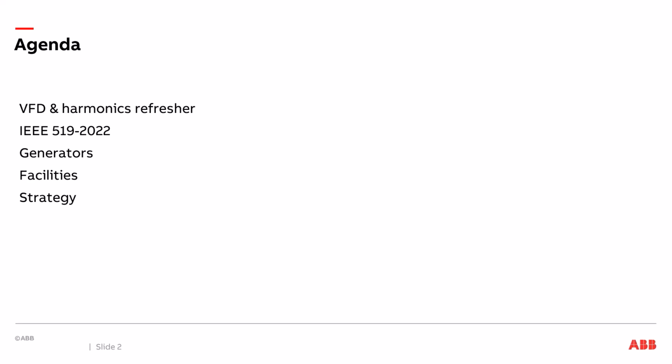Then we're going to talk about generators, how they work, and then dive into facilities and what levels of harmonics are acceptable for facilities, and then an overall strategy on how to design a system and what levels of harmonics you really want for both the generator and the facility.